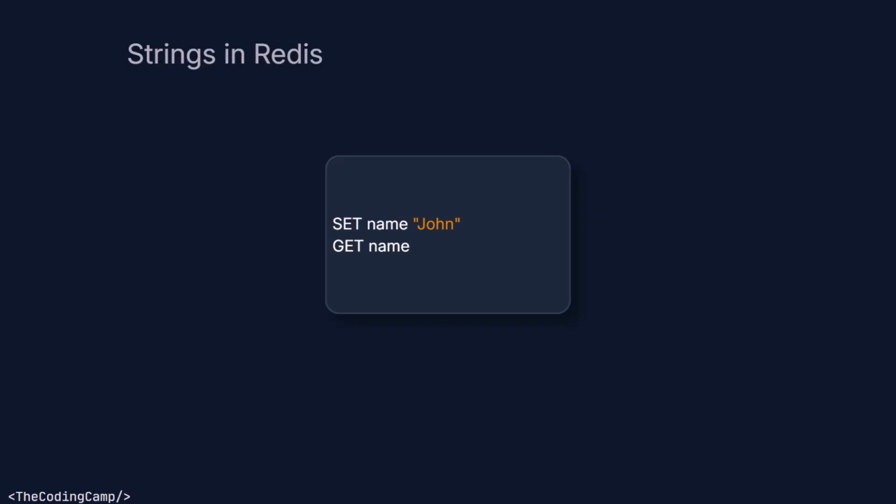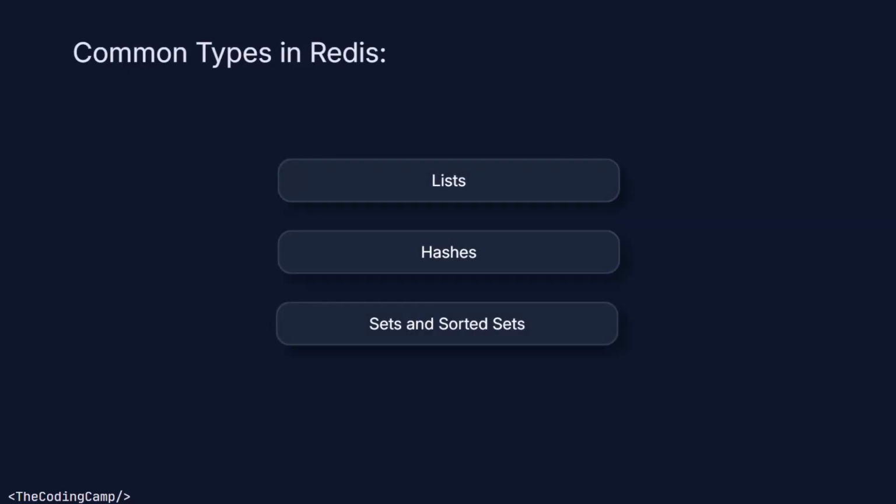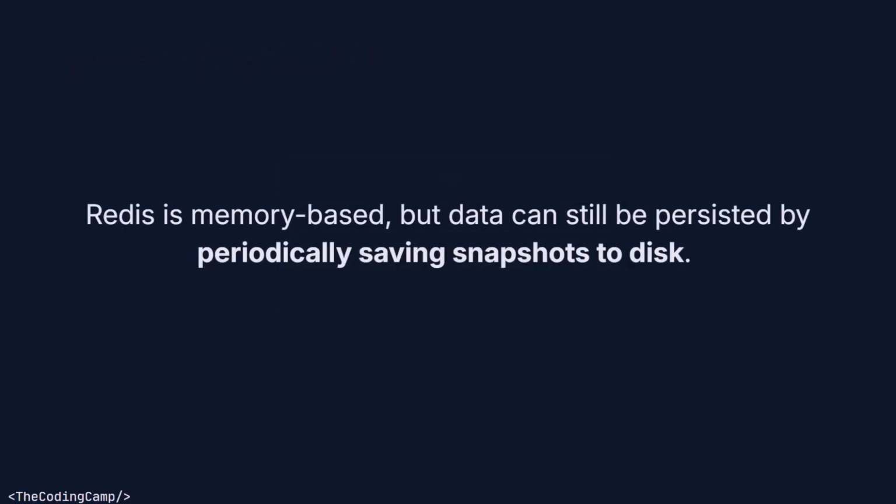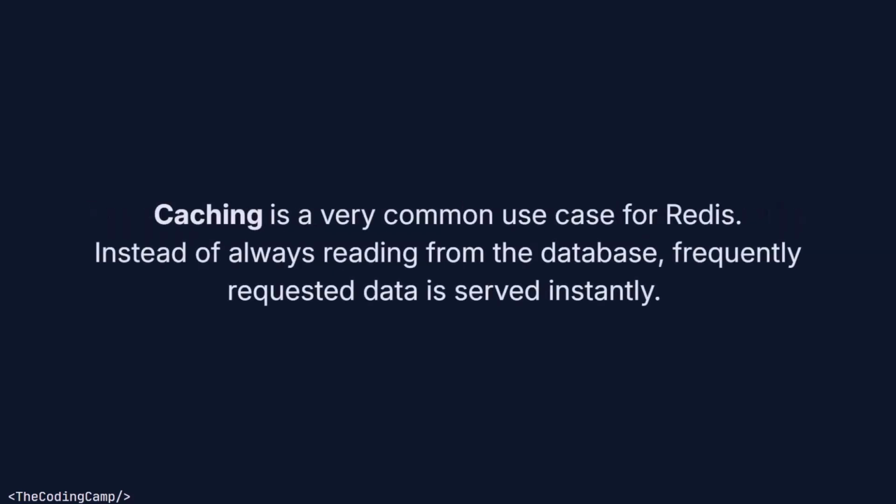Then lists, hashes, which are mostly used to store objects, sets, and sorted sets, which are commonly used to store leaderboards. Redis is memory-based, but data can still be persisted by periodically saving snapshots to disk. Caching is a very common use case for Redis. Instead of always reading from the database, frequently requested data is served instantly.